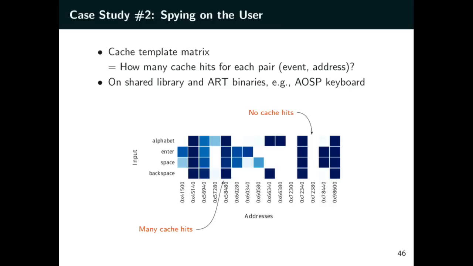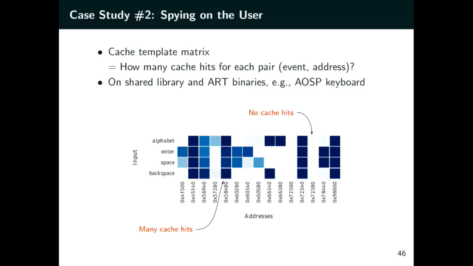So here the user pressed an alphabet key, the enter key, the space key, and the backspace key. And if you see, for example, if we spy on this address in particular, the only event that causes cache hits is the alphabet. So if we spy on this one and we had some cache hits, it means that the user pressed an alphabet key.